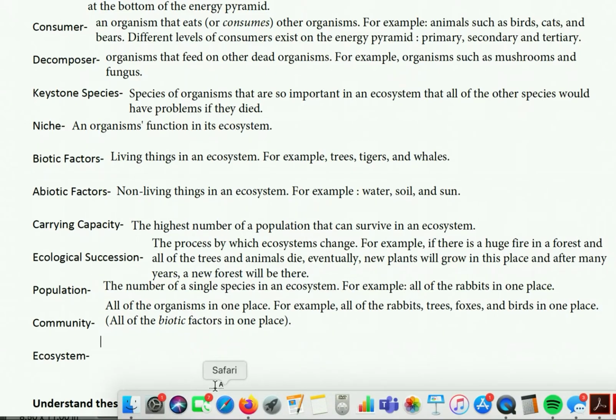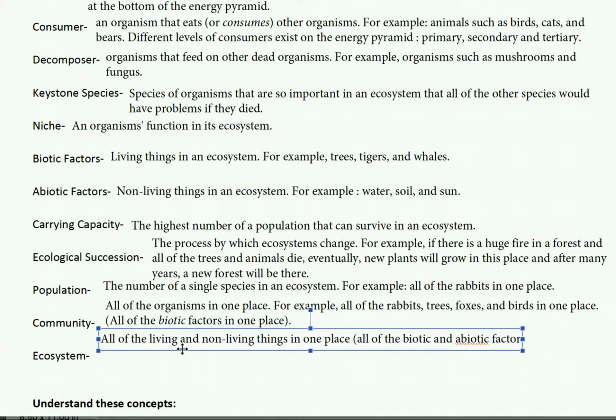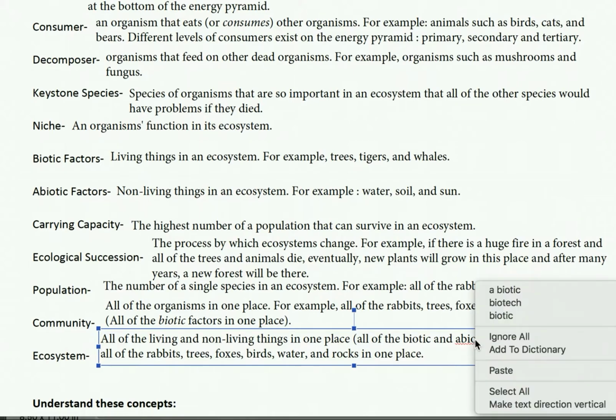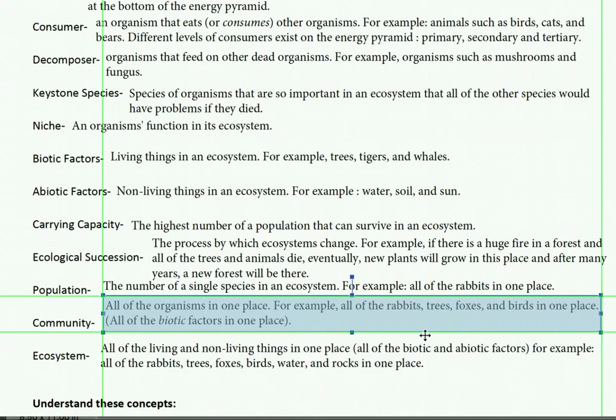Cool. And finally, ecosystem. All of the living and non-living things in one place. All of the biotic and abiotic factors. For example, all of the rabbits, trees, foxes, birds, water, and rocks in one place. Okay.